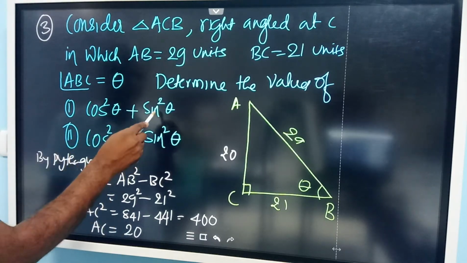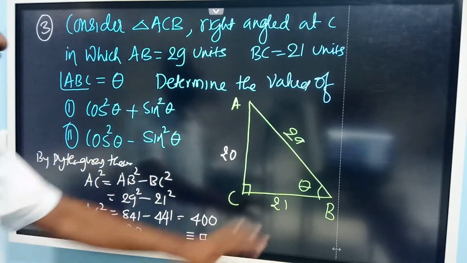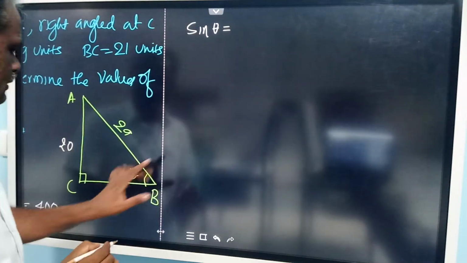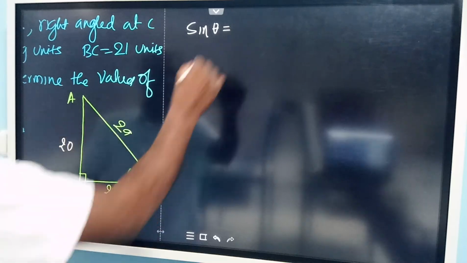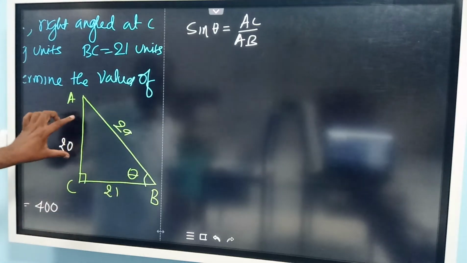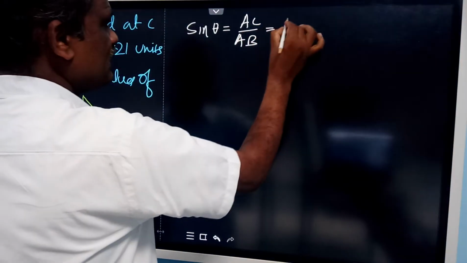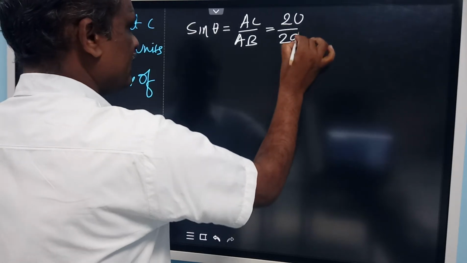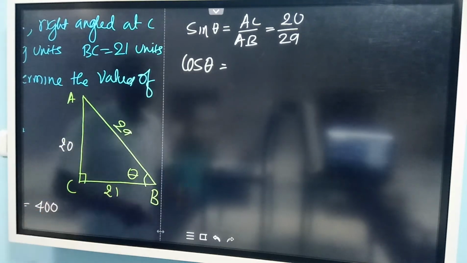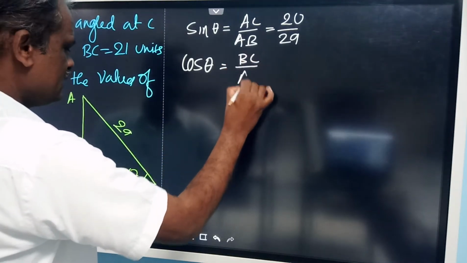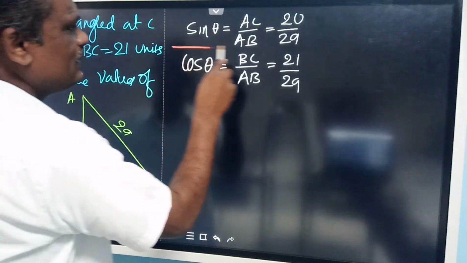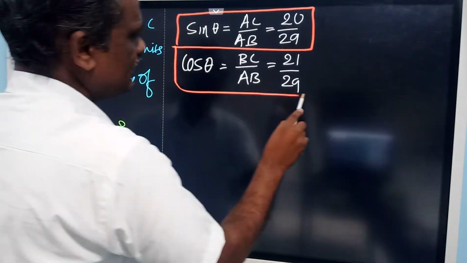Here, look at this question. We have cos and sine. We need to find the sine value and cos value. What is sine theta? Let us find out. Sine theta is opposite side by hypotenuse, so that is nothing but AC by AB, which is 20 by 29. What is cos theta? Cos theta is adjacent side by hypotenuse. Adjacent side here is BC, hypotenuse is AB. So BC is 21 by 29. So you got the sin theta value and also the cos theta value.